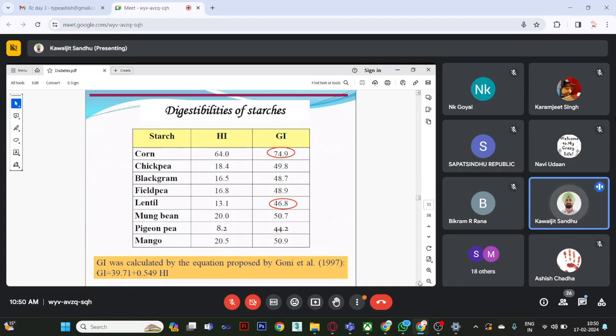So for patients with diabetes, sometimes doctors don't recommend eating white rice. And the rice we are eating is polished rice. We have removed the bran portion from the rice grain, so it contains fewer minerals. So sometimes doctors do not suggest rice to diabetic persons.